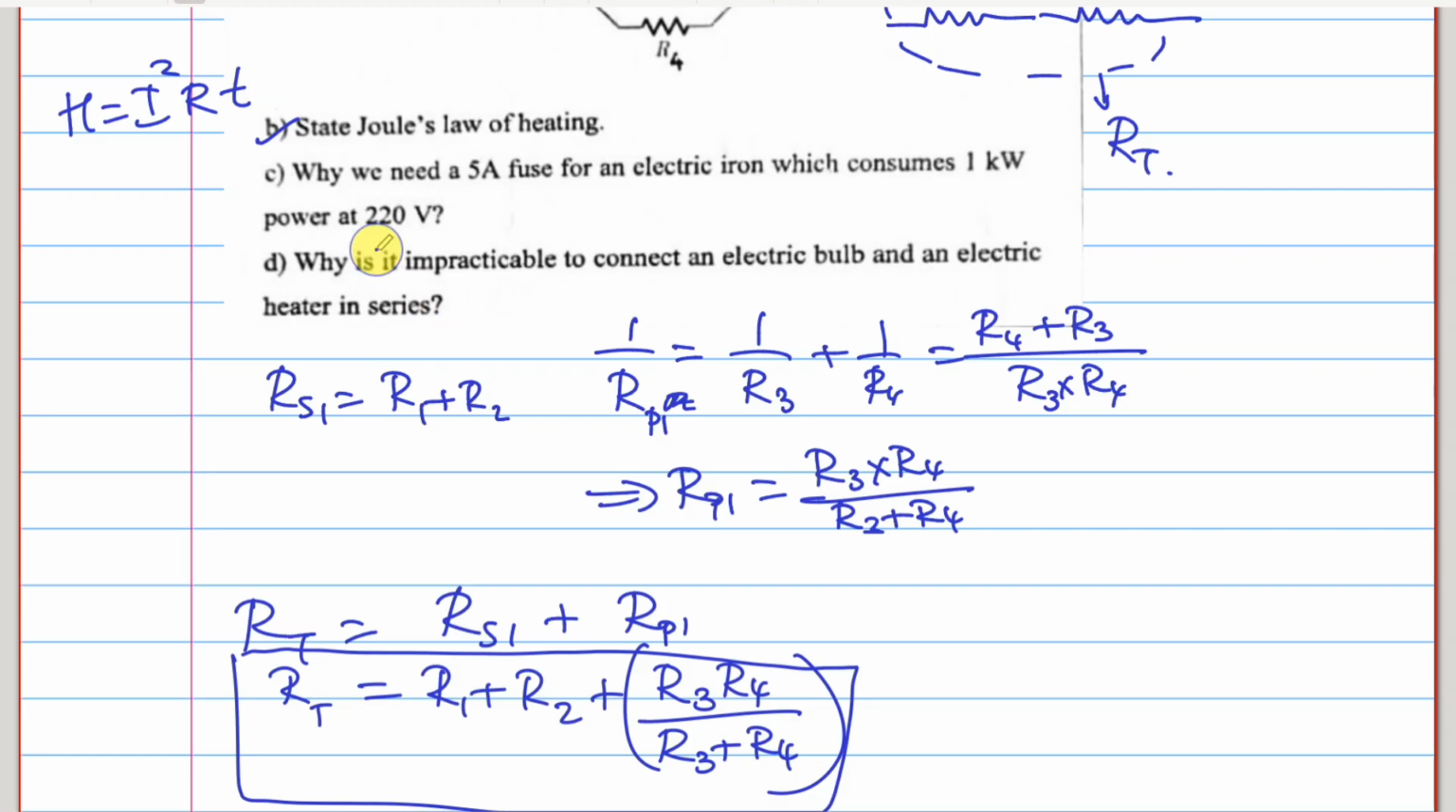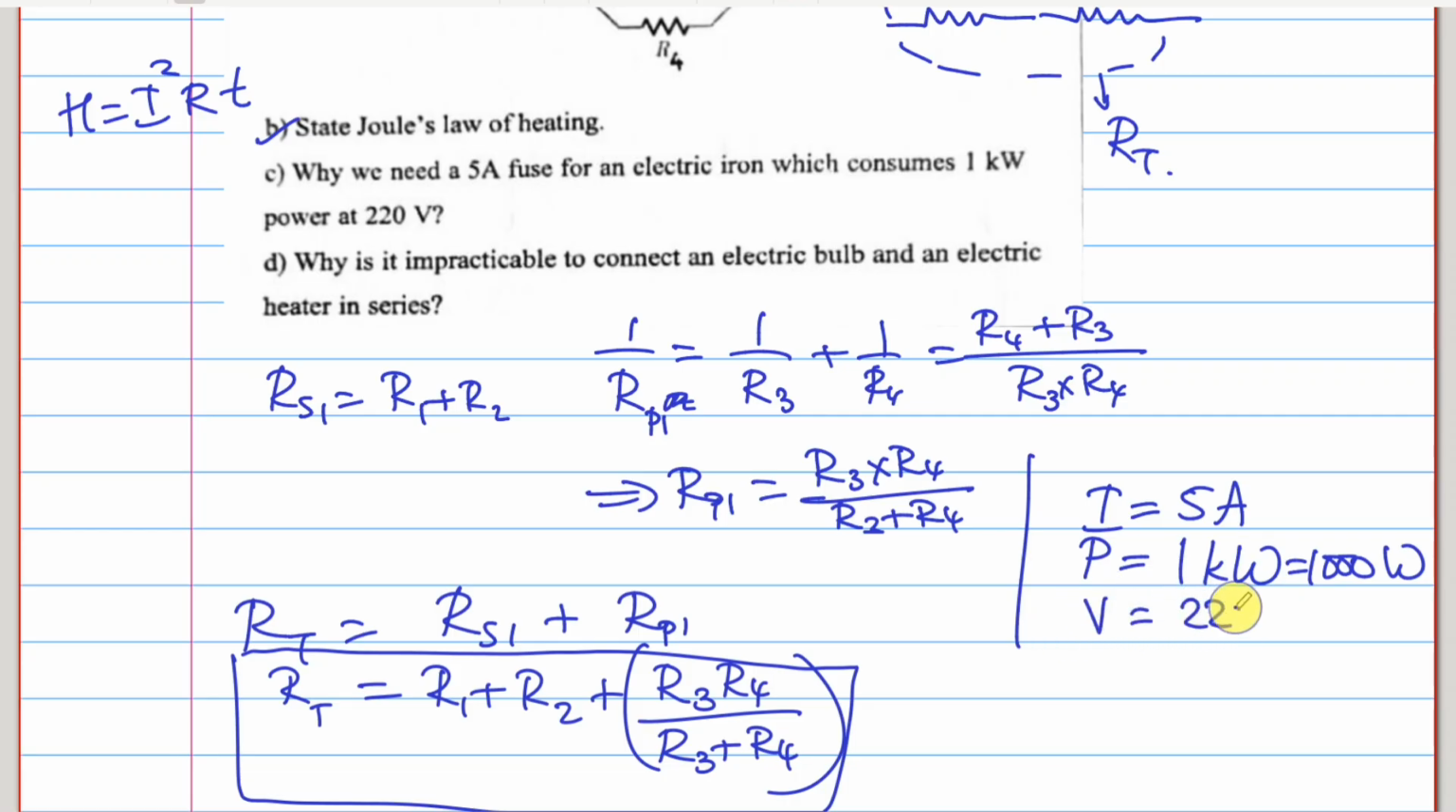Sub question C. Why do we need a 5 ampere fuse for an electric iron which consumes 1 kilowatt power at 220 volts? So we'll not basically read everything. We'll just label all the given values, list the given values. So the given values are I is given to us, 5 amperes. Next, kilowatt is given to us. Kilowatt is the unit for power. So power will be 1 kilowatt, or when you convert it to SI units, it will be 1000 watts. And lastly, we have voltage is equal to 220 volt.